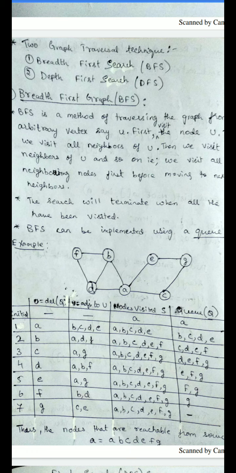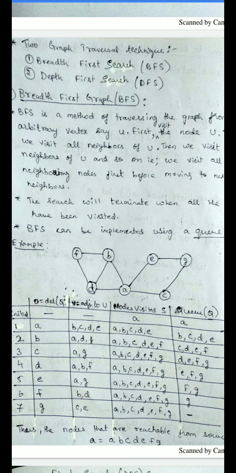Okay, next, the nodes visited are A, B, C, D, E, F, G. In the queue, remaining are only E, F, G. Next we will take E as the element. Neighboring nodes of E are G and A. Okay, next visited nodes are the same. Next, only remaining in the queue are F and G. If you take F, neighboring nodes of F are B and D.